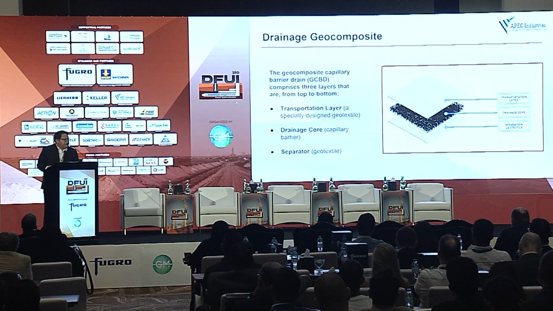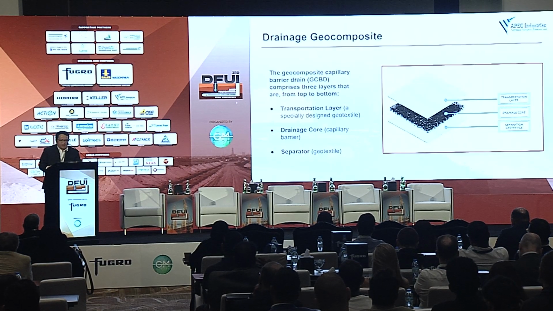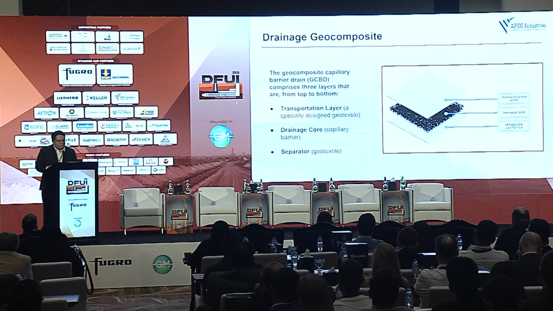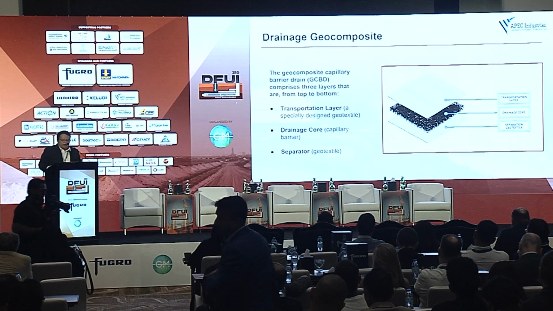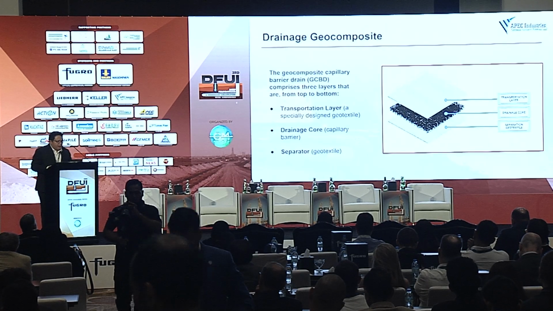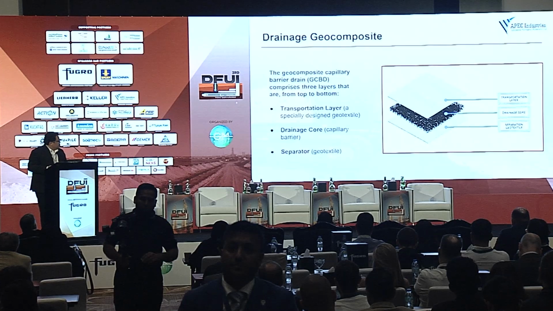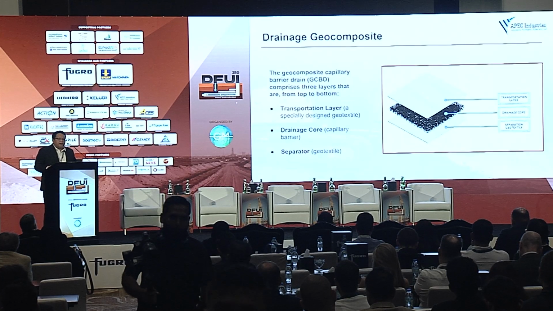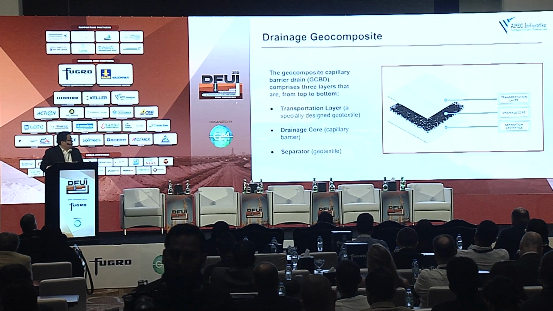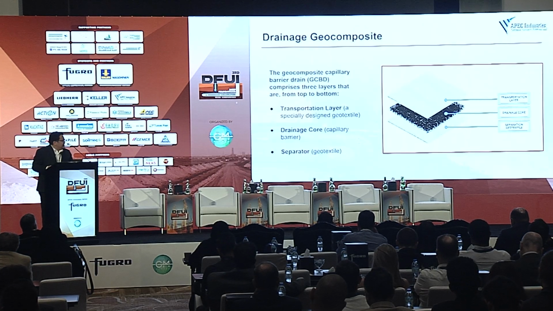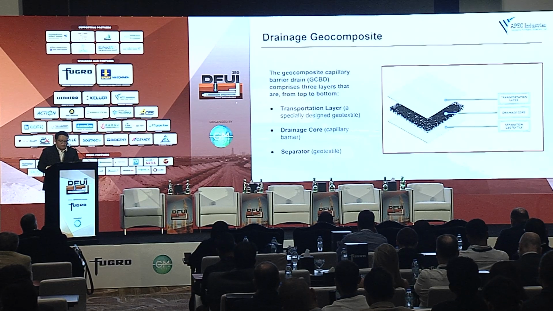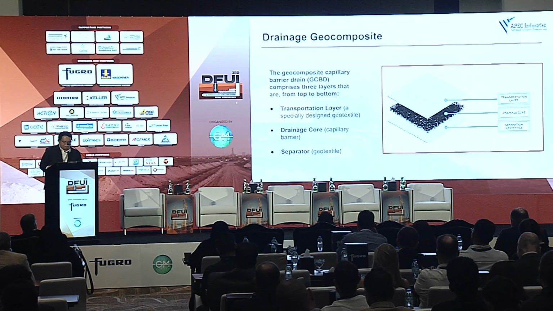So what is a drainage geocomposite or a geosynthetic capillary drain? This is an engineered geosynthetic product designed to collect, transmit, and remove water while simultaneously separating and protecting adjacent materials. So as you can see in the figure, it generally consists of three components: a transportation or filtration layer, a drainage core, and a separation or protection geotextile. Essentially, it combines multiple functions into one thin engineered system.